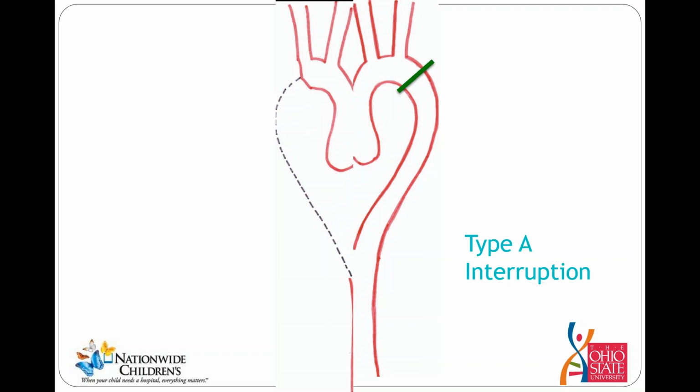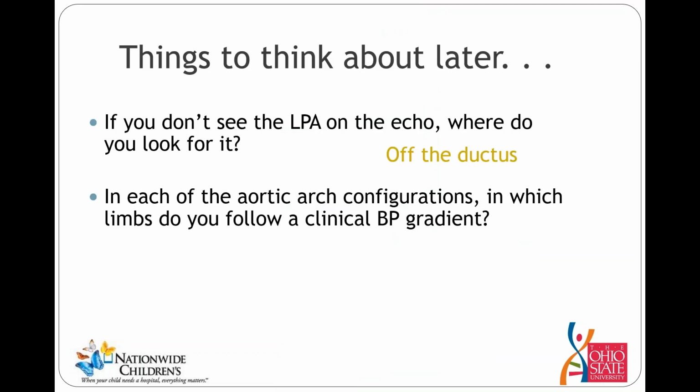So when you think about patients that you're seeing in clinic, there are a couple of things to remember. If you don't see the LPA on your echo, and you think that this is an absent LPA, where would you try to find it? Probably off the ductus. You can end up with LPA cohorts. It's a left-sided structure. In each of the aortic arch configurations, so when we do this in person, I will sometimes throw up different aortic arch configurations.